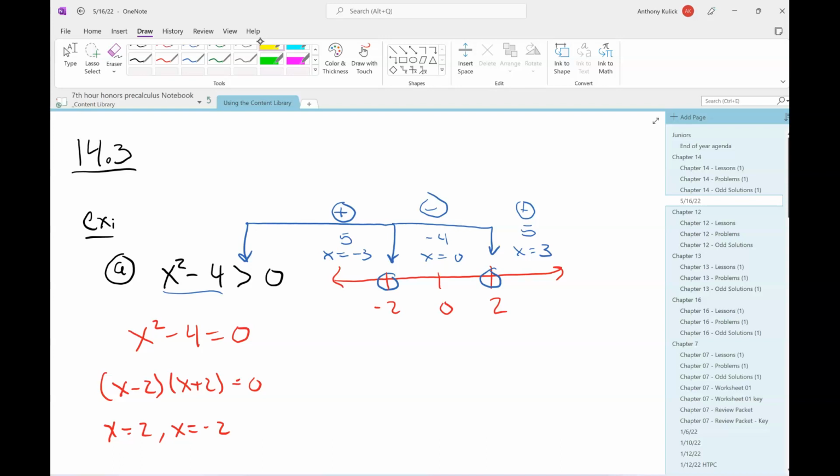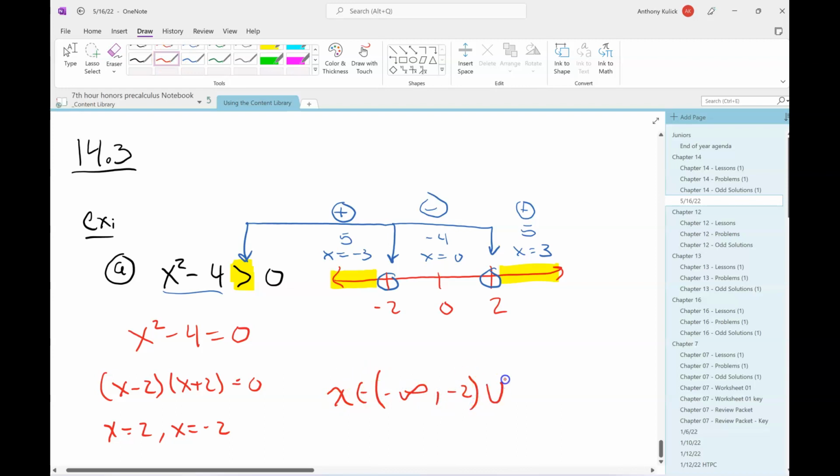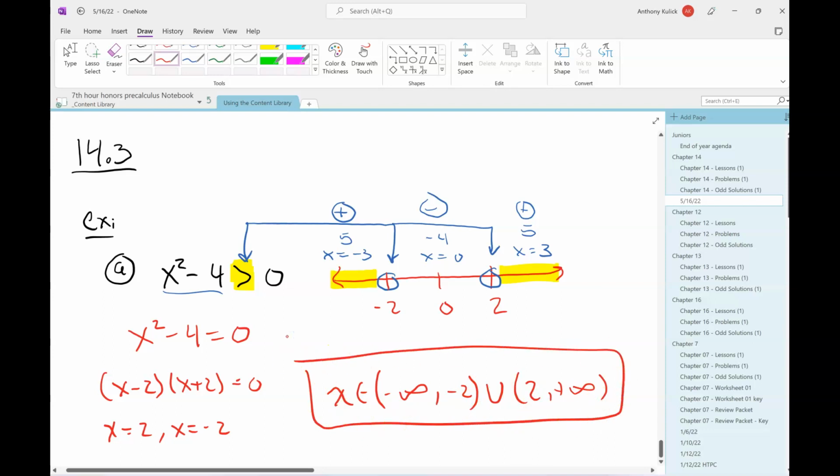So which parts of this am I looking at? The positive parts or the negative parts? Which ones satisfy my inequality? Lily? Well, positive parts, yeah. So I want those 2 sections. So I'll say x is a member of -infinity to -2, union 2 to positive infinity. Done. So I find the little number line picture to be quite helpful, in particular for picking my test values and making sure that I've got all the sections covered.